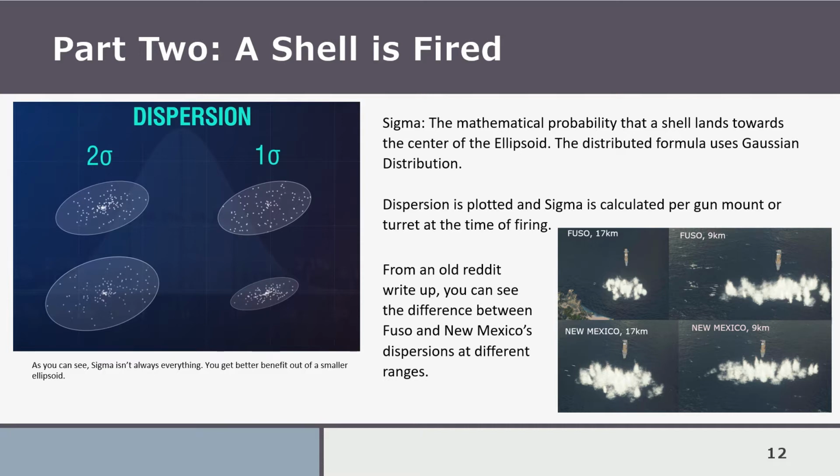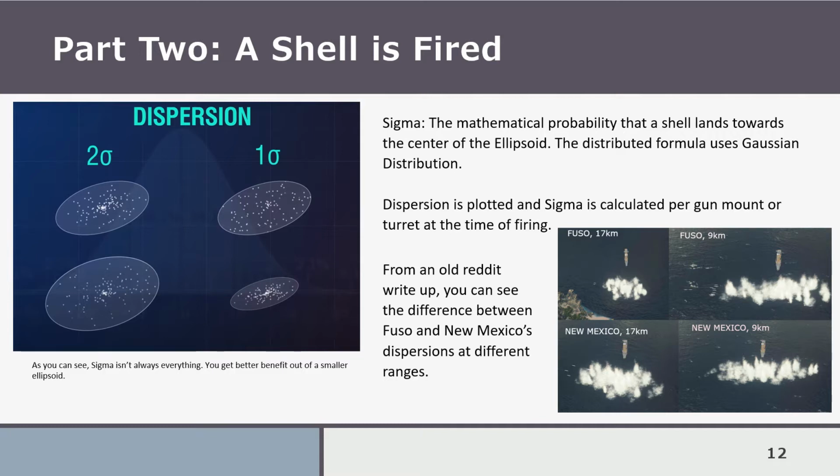Sigma is the mathematical probability that a shell lands towards the center of the ellipsoid, and it uses a Gaussian distribution formula. I'm not going to get into Gaussian distribution because I wanted to put bits about that in this presentation. I started reading on Wikipedia, and as friendly as Wikipedia tries to make everything, it hurt my head. But basically, it's a probability of how likely a number comes up given a randomization pattern, and that's what this pattern is.